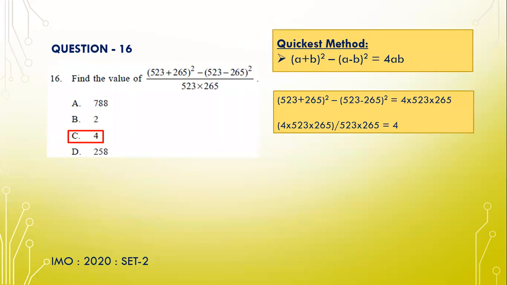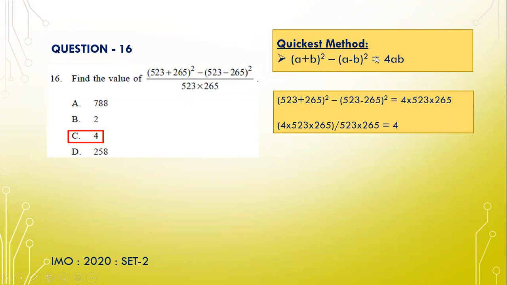Find the value of (523 plus 265) square minus (523 minus 265) square upon 523 into 265. (A plus B) square minus (A minus B) square will be 4AB, isn't it? Because this will be A square plus 2AB plus B square, and this will be A square minus 2AB plus B square. When you subtract, A square and B square get cancelled. Only thing that will remain is 4AB.